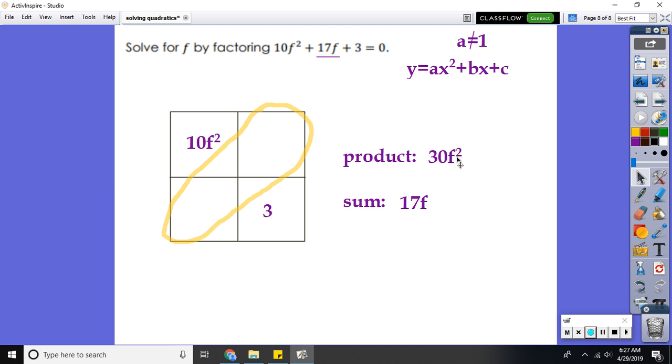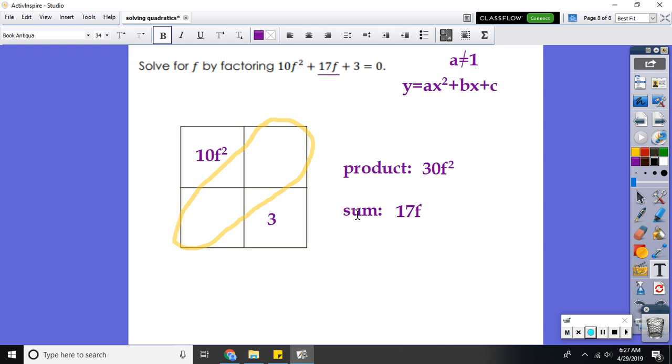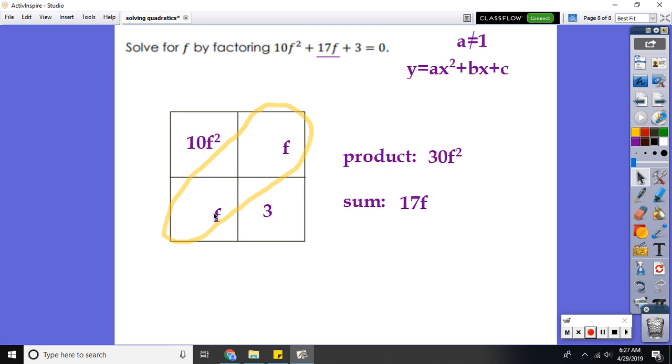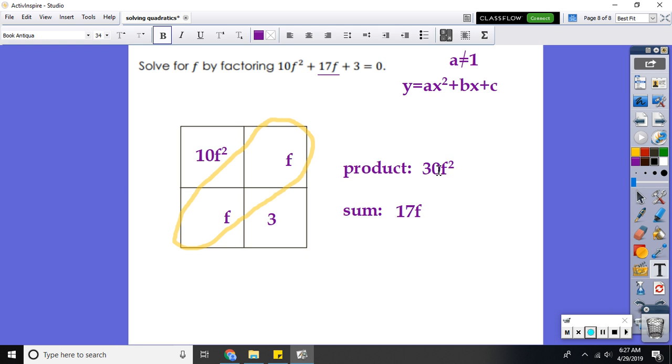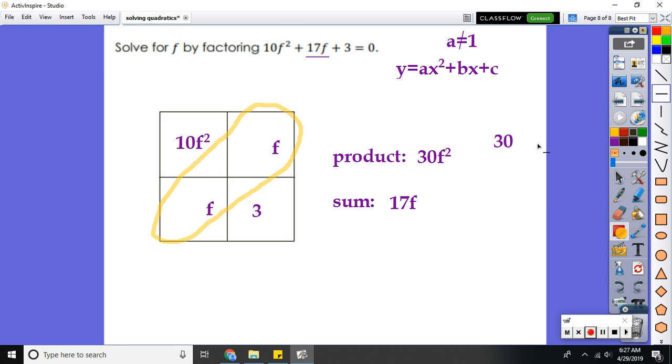And we don't really stress about the f's because we know that each of these boxes will have an f. And that will take care of the f part, because when I add them, I'll just have an f as part of my sum. And when I multiply them, I'll have an f squared. So what I'm really looking at to figure out what terms go in these empty boxes is factors of 30 that add to 17. And so I need to list off the pairs of factors.